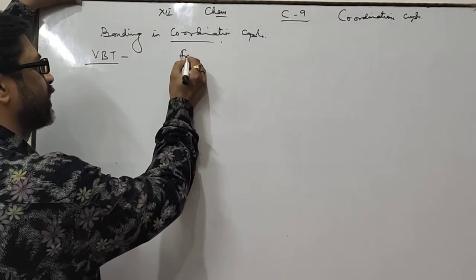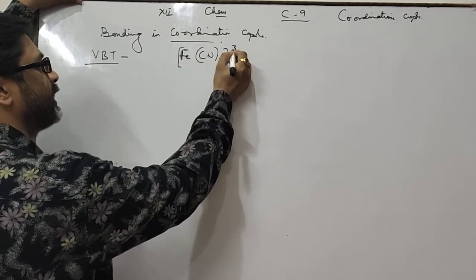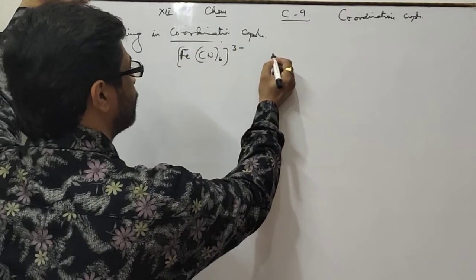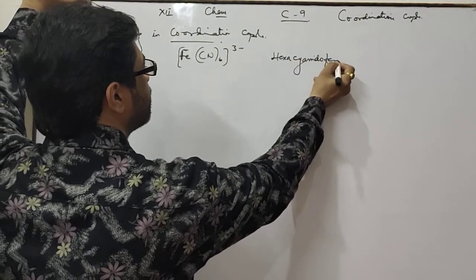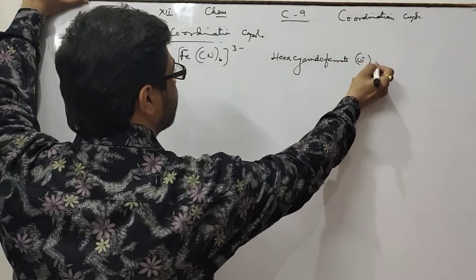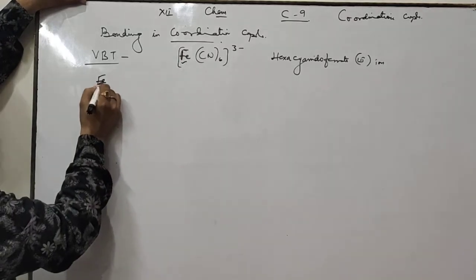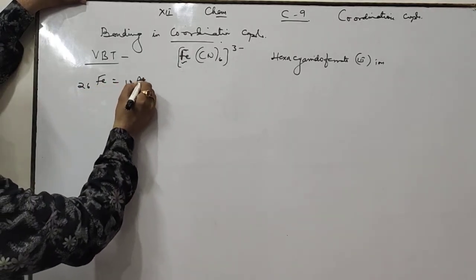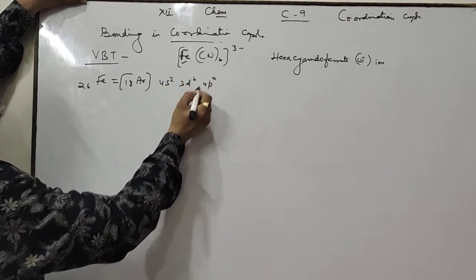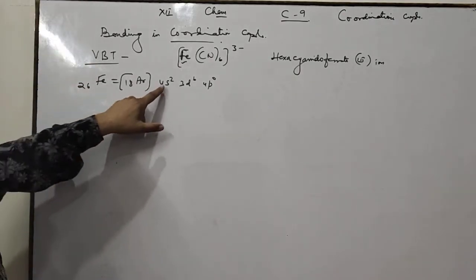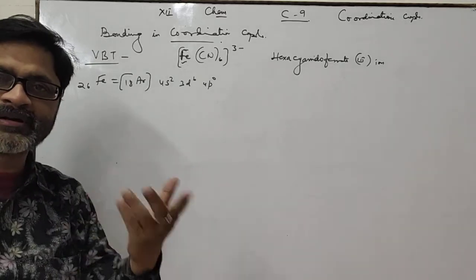See here, I want to take an example, [Fe(CN)6]3-. This compound is hexacyanidoferrate(III) ion. The central metal is Fe. Atomic number of Fe is 26. We can write the electronic configuration in this way: 4s2 3d6 4p0, 18 plus 2 is 20, plus 6 is 26. The 4p subshell is present but it is vacant.